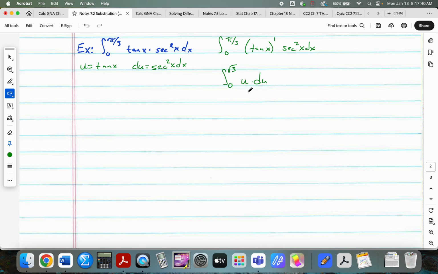So when I take the antiderivative of u, remember that is to the first power. And that may be helpful to you because it's like, oh, I can use the power rule for antiderivatives. This will be 1/2 of u squared from 0 to the square root of 3. So that's 1/2 of 3 minus 0. It's 3/2, or 1.5.